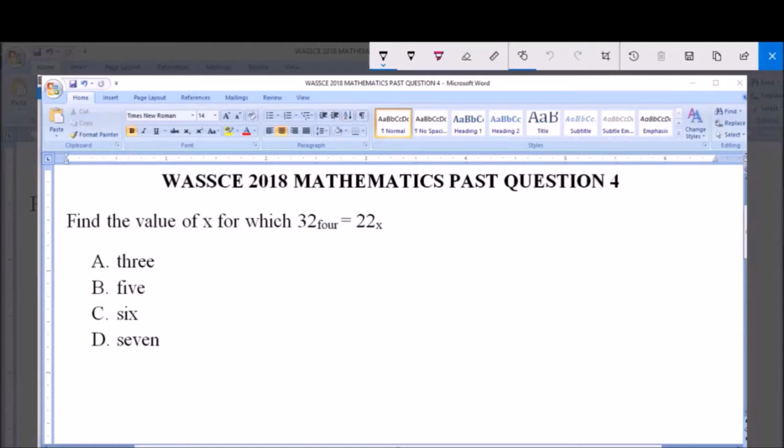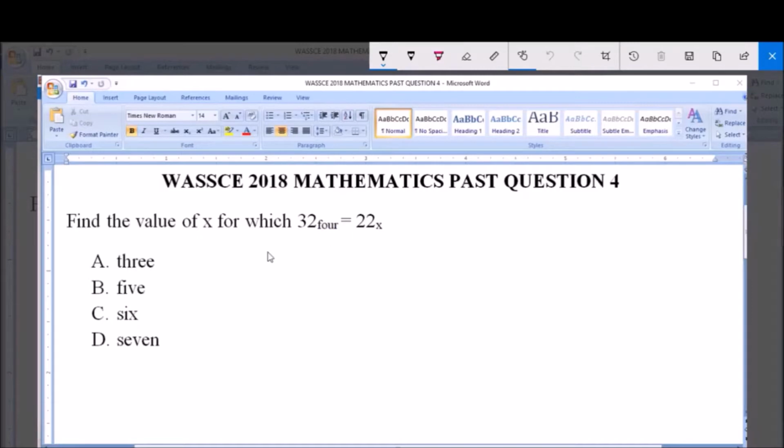I'll be answering WAEC 2018 Mathematics Past Question 4. Find the value of x for which 34 base 4 is equal to 22 base x. A 3, B 5, C 6 and D 7.